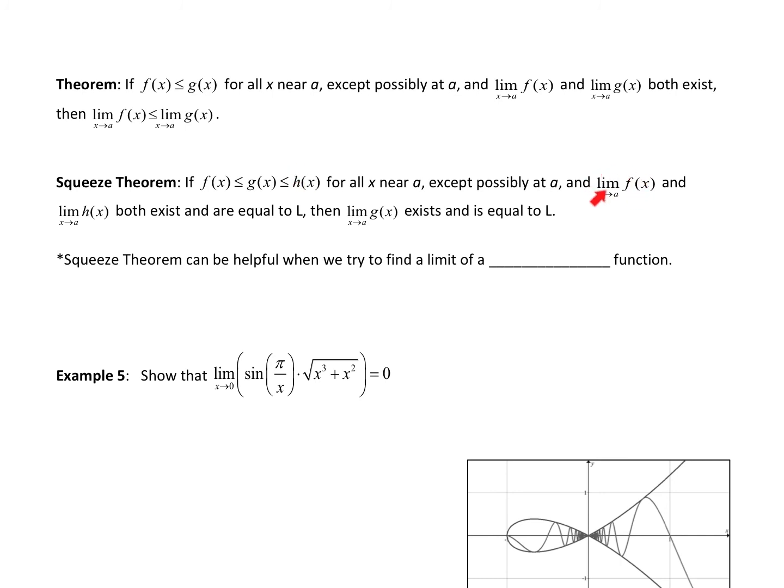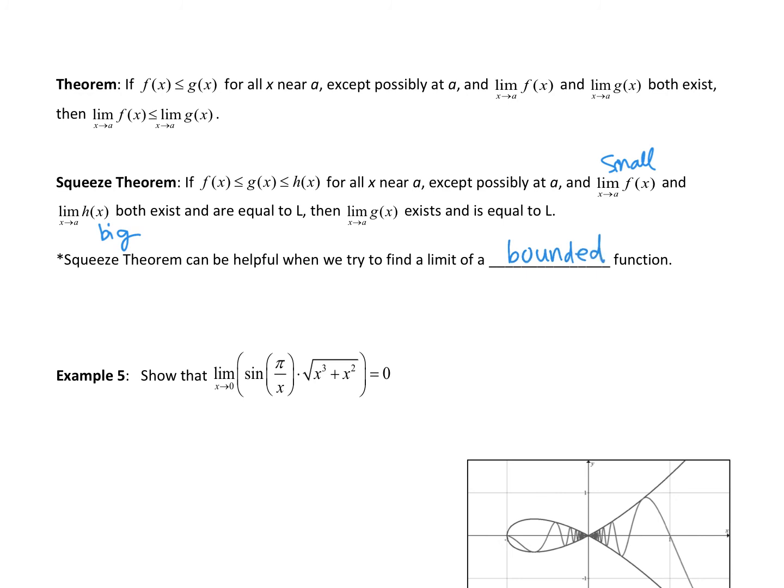What they're saying is, the limit of f of x, the small function, and the limit of h of x, the big function, both exist and are equal to L. So the middle function has to have a limit equal to L as well. The middle function is always between the bigger and the smaller. If the big limit and the small limit are the same, then the middle function has to have the same limit as well. And it's helpful when we try to find the limit of a bounded function.